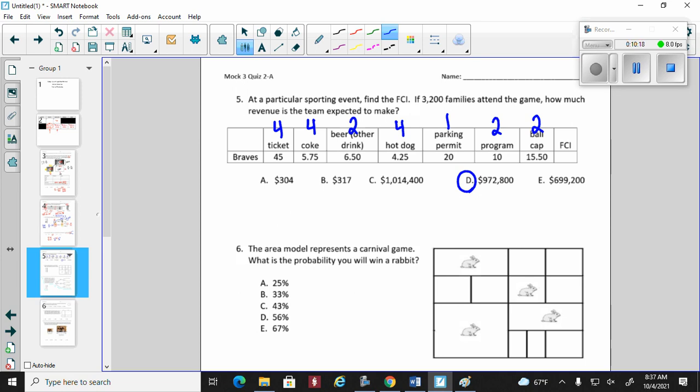Multiply everything by how many items you'll be purchasing. The FCI ends up being 304. But the question is not asking what the FCI is. The question is, if 3,200 families attend the game, how much revenue? So very simply, I'm going to take how much each family will spend and multiply it by the number of families. Boom. There you go.